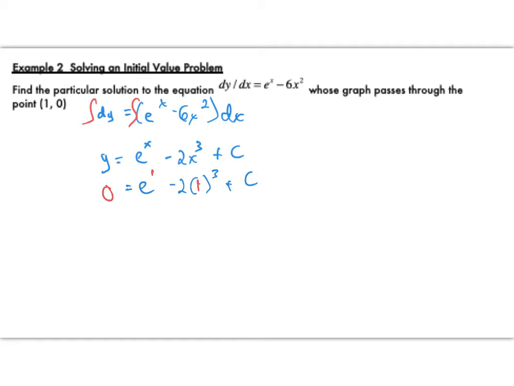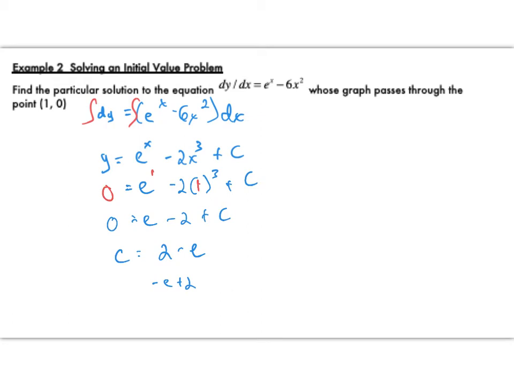Okay, so it looks like we've got e minus 2 plus c. If I move everything over to the other side, I'm going to get c is equal to 2 minus e. That's going to be my constant right there, or negative e plus 2, whichever you prefer. Either is going to work out here.